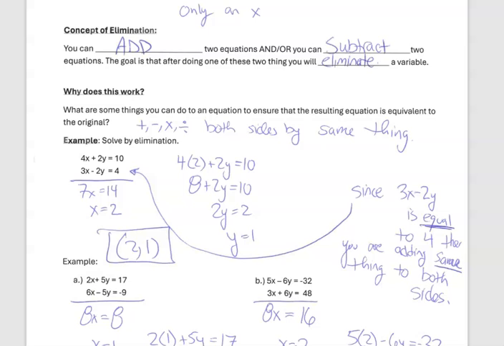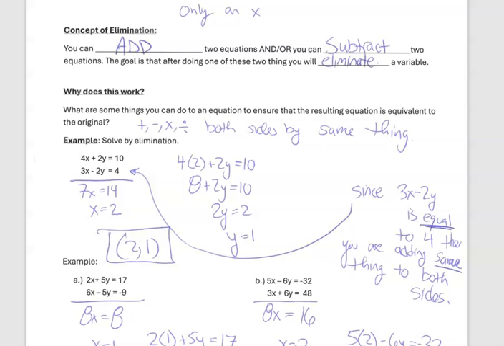So why does this work? We talk about what are some things that you can do with equations to ensure that the resulting equation is equivalent to the original. Well, you can add, subtract, multiply, and divide both sides by the same thing. Keep that in your thoughts as we go through this problem, and then I'll talk about why the concept of elimination actually works.